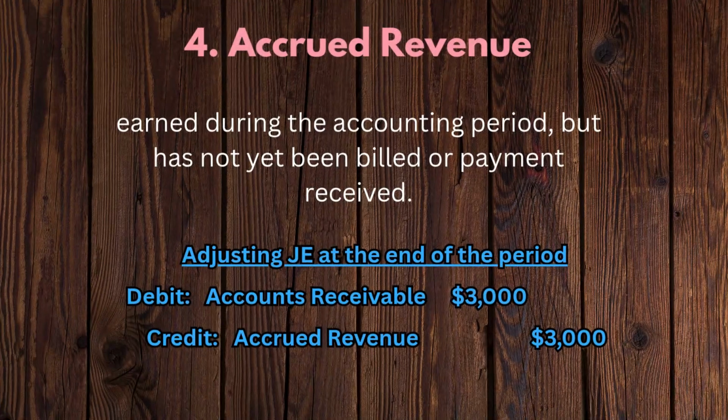Without an adjusting entry, that revenue will be missing from the current period's income statement. So here's an example. If you complete a $3,000 consulting project on March 31st, but you don't send the invoice until April 5th, because the service was performed in March, the revenue must be recorded in March. So your adjusting journal entry would be, you would debit accounts receivable and you would credit your service revenue. This entry ensures the revenue is matched to the period it was earned, and your financials reflect the work that was actually completed during the month.